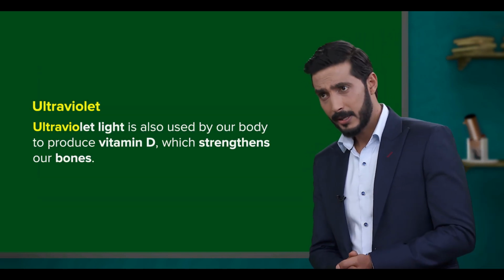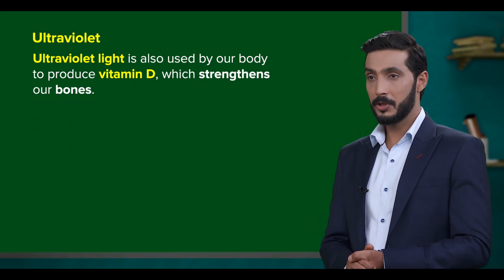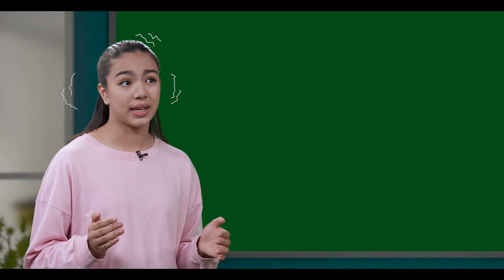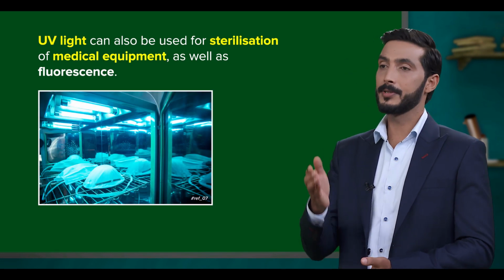However, ultraviolet light is also used by our body to produce vitamin D, which strengthens our bones. So, too much of a good thing is a bad thing, huh? Looks like that. Ultraviolet light can also be used for sterilization of medical equipment as well as fluorescence.